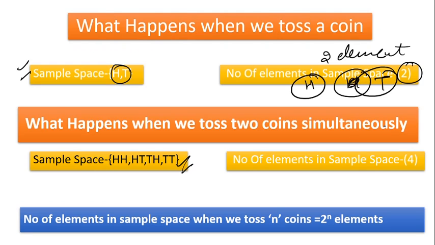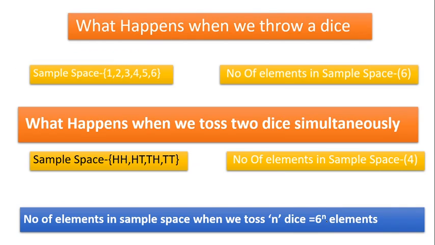We get four elements. And if we have n coins and we toss these coins simultaneously, then we have 2 raised to power n elements.